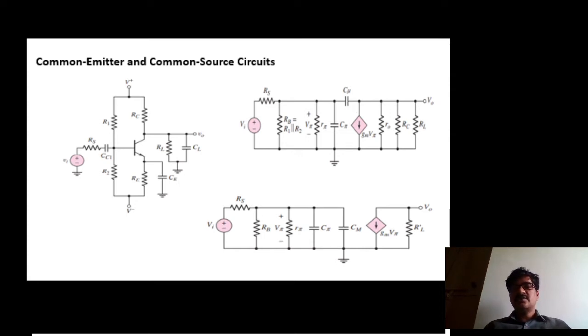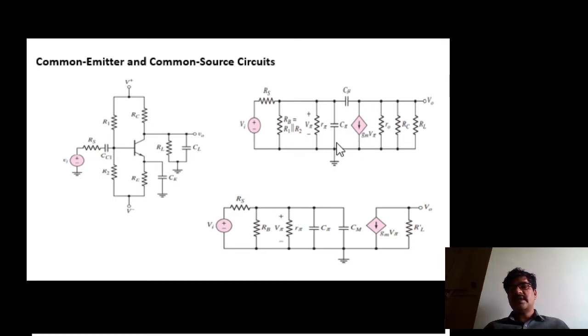The rest of the circuit is, and here the assumption is, since with reference to higher frequencies, the coupling capacitor and bypass capacitors act as short circuit. Therefore, the emitter resistor RE also acts as a short circuit. And assume the load capacitance is in the open mode. Therefore, the circuit is like this.